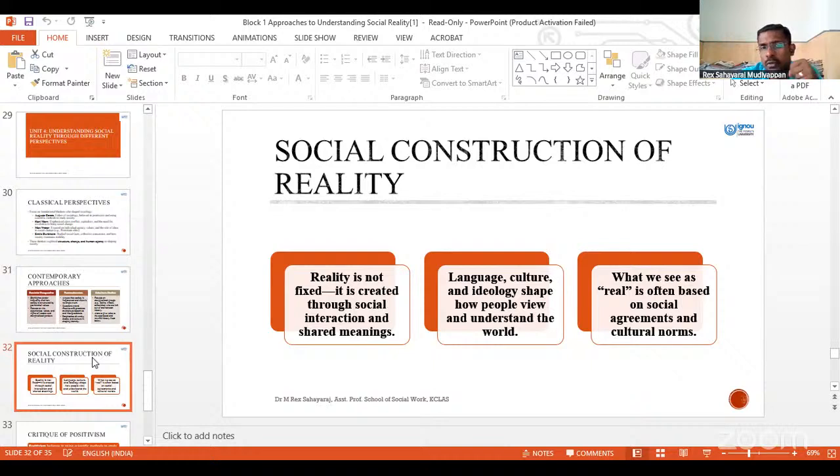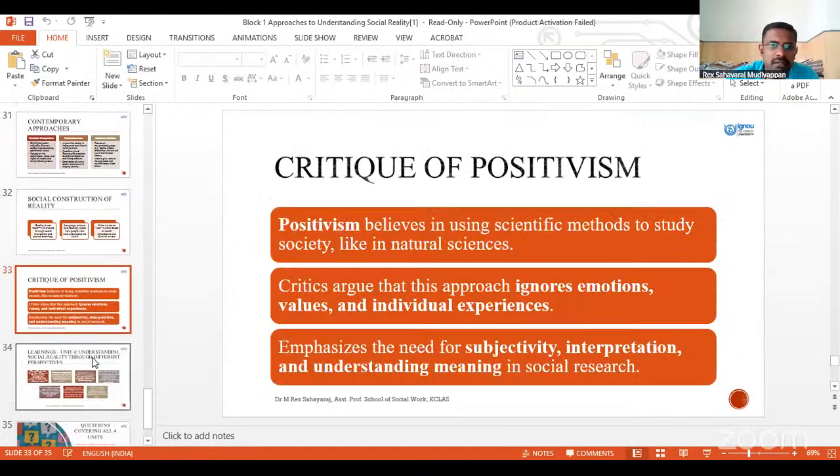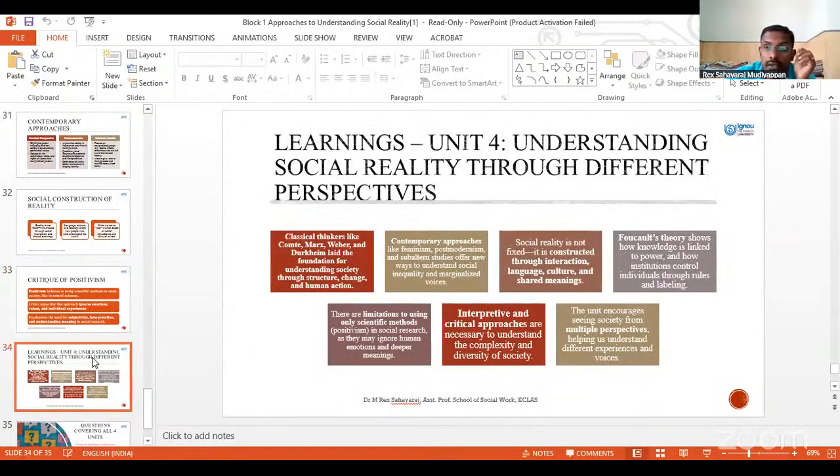The construction of reality. So bring the construction into reality, the reality construction. Okay. So reality is not fixed. Language, culture, and ideology shape what we see as real, which is very important. So the critique of positivism. Positivism believes in using scientific methods to study society. Okay. It emphasizes the need for subjectivity, interpretation, and understanding meaning in social research. And unit 4 gives the classical thinkers like Comte, Marx, Weber, and how we have to use scientific things and everything. So it's very, very important.